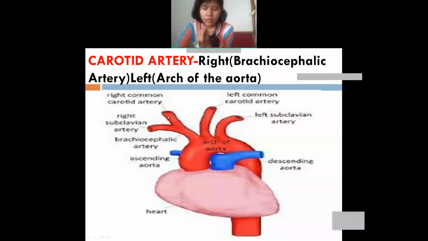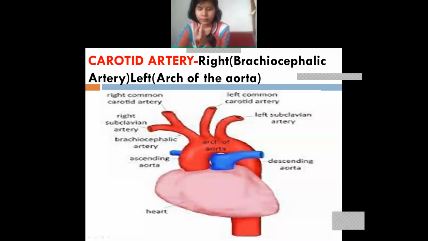So the right common carotid artery, from where does it begin? It begins in the brachiocephalic artery. Understand? This is the brachiocephalic artery. And the next one, the left common carotid artery, begins here. That is the arch of the aorta. Understand?